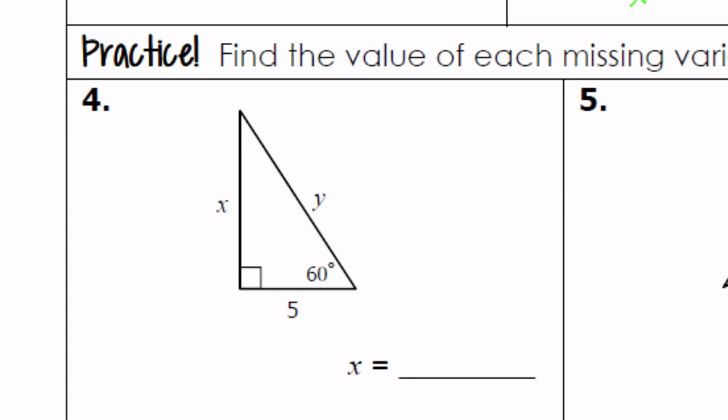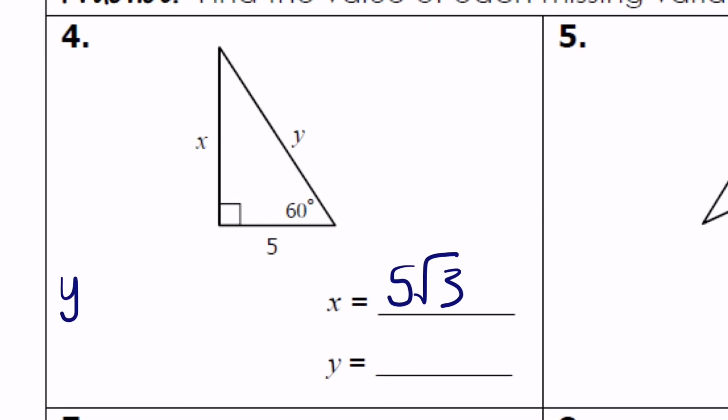So if my shorter leg is 5 in this case, x is going to just be 5 times the square root of 3. I can't simplify that. I can put it in a calculator, and it's going to give me a hot mess of a decimal, and I don't want to do that. So I just leave it 5 square root of 3. And then y, the hypotenuse, is just equal to 2 times that shorter side 5. So y equals 10. And that's it. All you're doing here is paying attention to which values you're given and plugging them into those equations.